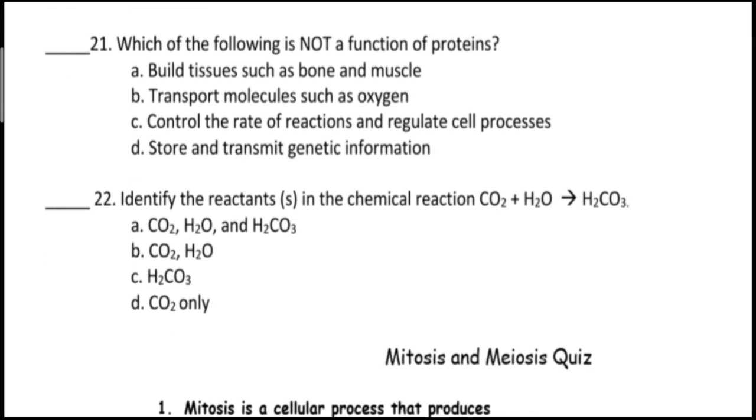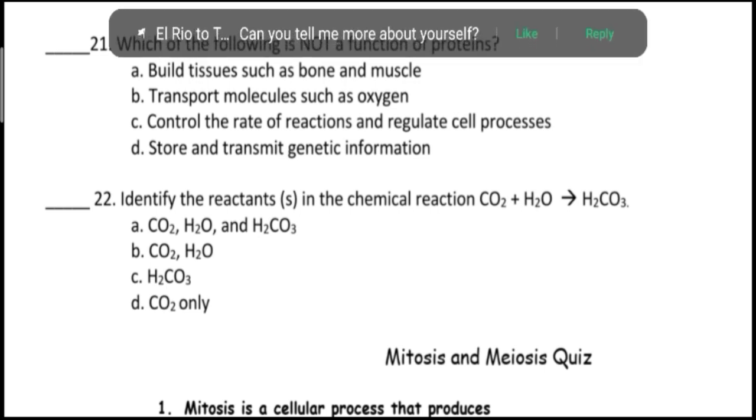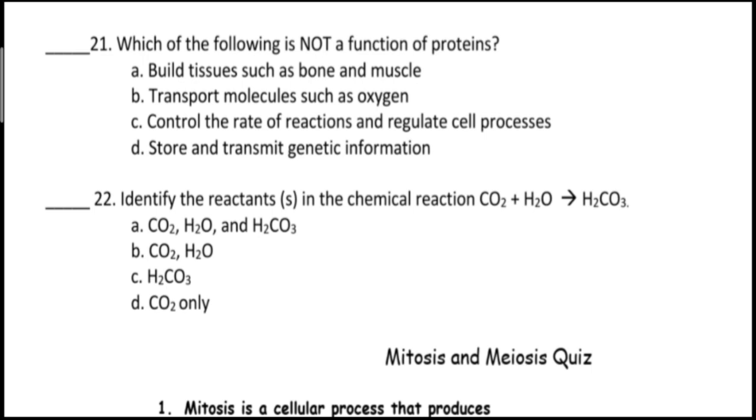Next one, 22. Identify the reactants in the chemical reaction. CO2 plus H2O yields H2CO3. Okay, so our reactants here are CO2 and H2O. Okay, so that's letter B. H2CO3 is the product. Okay, remember that.